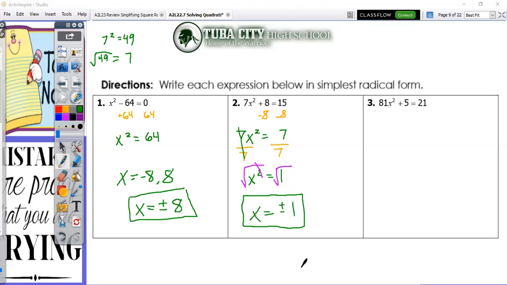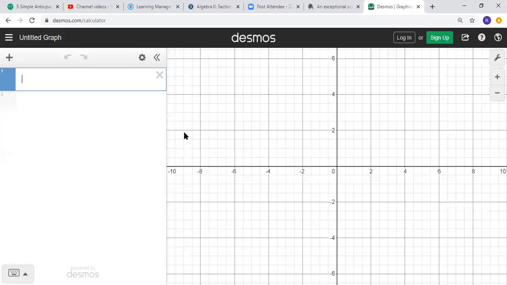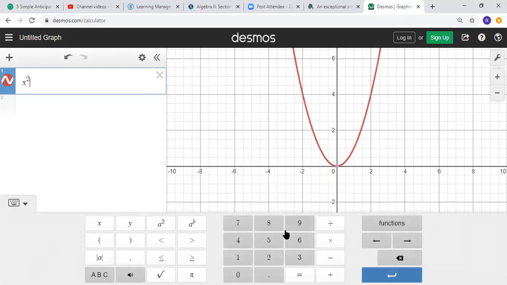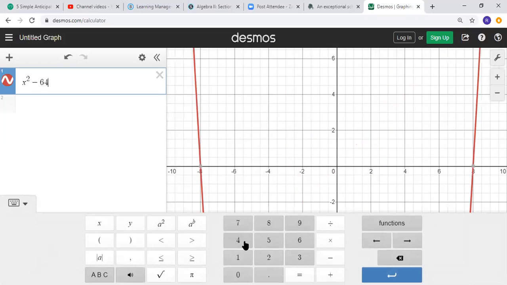Now, while we're here as well, I am also going to go over to Desmos and plug these in and show you, or I should say remind you, what it means to look for a solution. So I'm going to go ahead and punch in the first one. So use my keypad down here. X squared minus 64. So this was exercise number 1 for solving the quadratic by square roots.